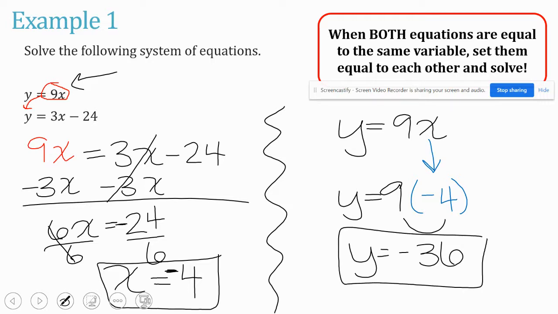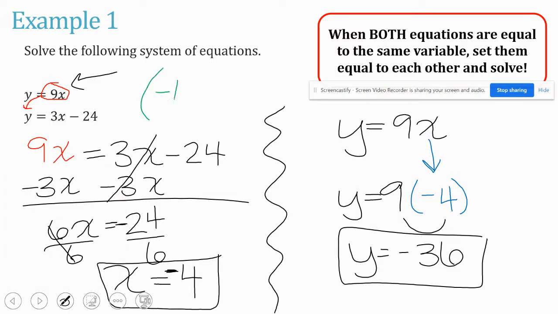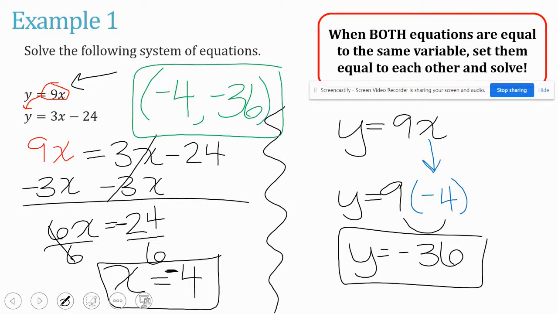Make sure you write your answer as an ordered pair. I'm going to do that up here. Put that in green. So we get negative 4, comma, negative 36. And that is our answer. So if we were to graph both these lines, that's the point that they would intersect at.